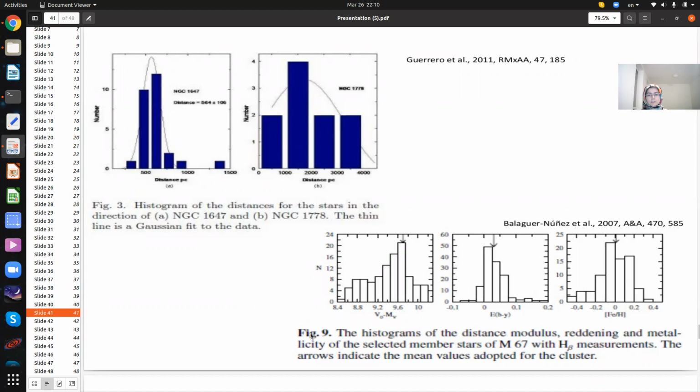Here are the histograms of the distance modulus, reddening and metallicity of the selected member stars of M67, which is an old cluster, with H beta measurements. The arrows, which you see, indicate the main values adopted for the cluster.